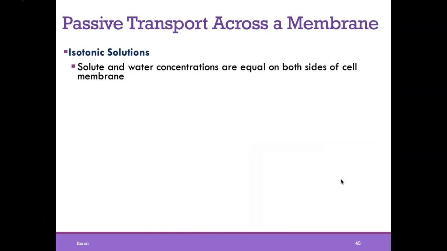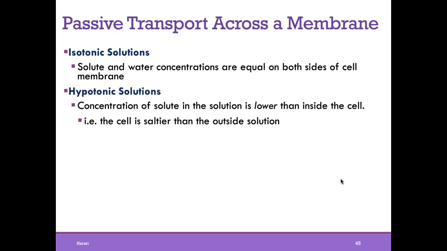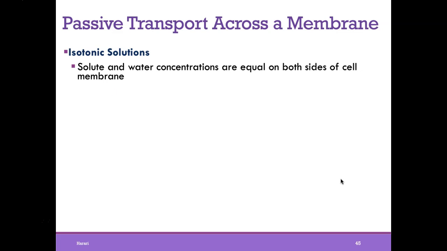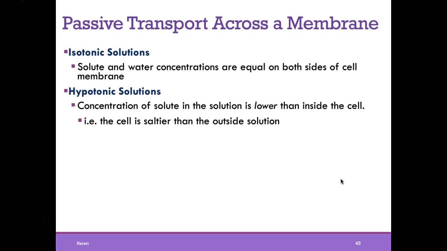So solutions can be isotonic. That means the solute and water concentration is equal on both sides of the cell membrane. So if I were to put a cell in an isotonic solution, that means the salt in the solution is equal to the salt in the cell. If I were to put a cell in a hypotonic solution, hypo means less than. That means the concentration of solute in the solution is lower than the inside of the cell. In other words, the cell is saltier than the outside solution.